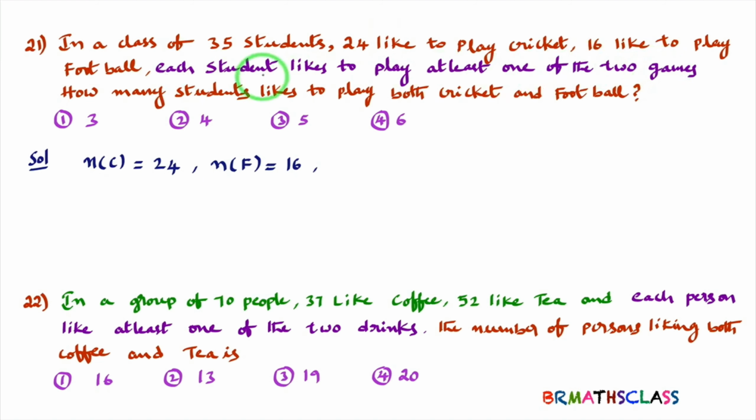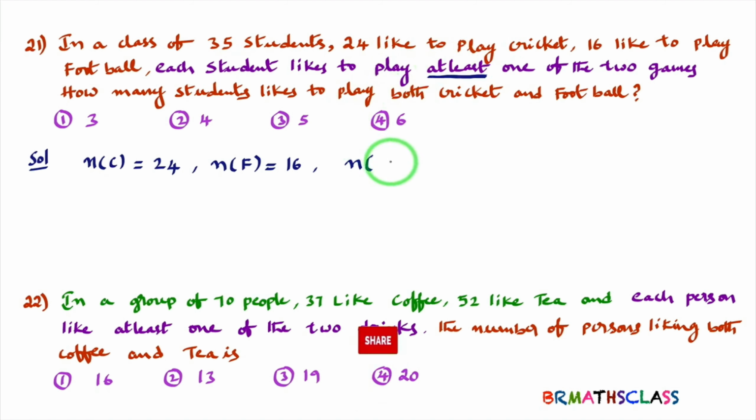What is that statement? Each student likes to play at least. At least, whenever you see at least, I'll tell you what to do. Each student likes to play at least one of two games. That means in a class 35 students are there. In those 35 students, each student likes to play at least one of two games. There is no student who won't play any game. Each student likes to play at least one of two games. Whenever you see at least, it is union. Or else we can understand here easily. Each student likes to play at least. At least means the person plays cricket or football or both.